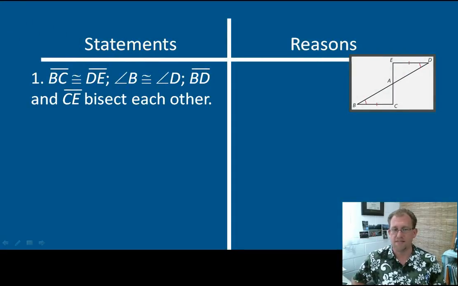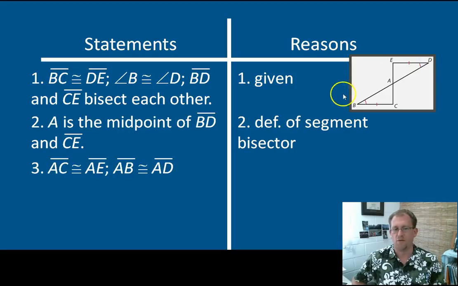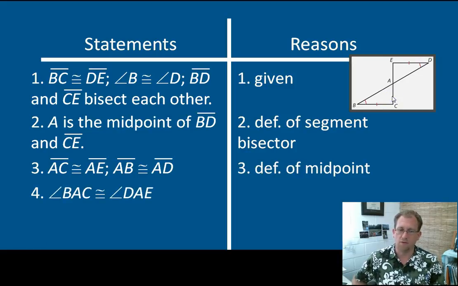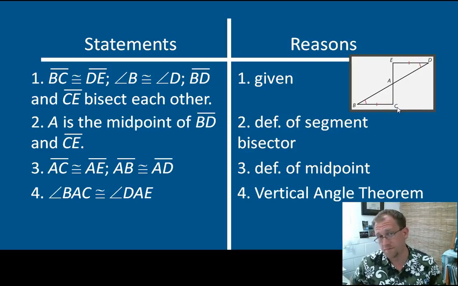So BC and DE are congruent. Angle B is congruent to angle D, and BD and CE bisect each other. That's what we have been given. A is the midpoint of BD and CE. That's the definition of a segment bisector. Therefore, both sides of these triangles are congruent to each other, right? AB and AD are congruent, and AE and AC are congruent, and that's the definition of a midpoint. And angle BAC and DAE are congruent to each other because of the vertical angle theorem.